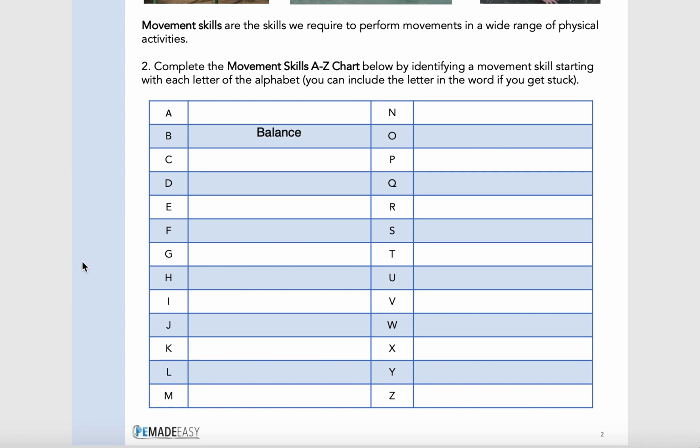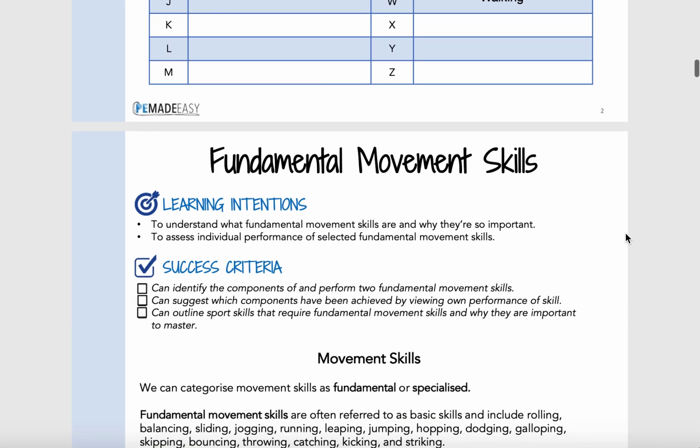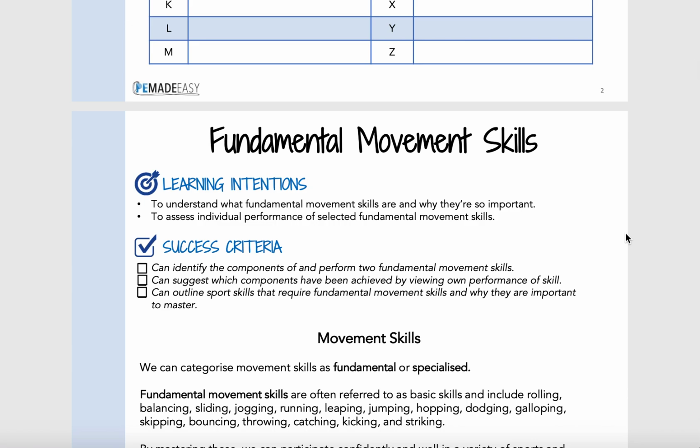Now, something that happens in nearly all sports might be something like walking. This is just a movement skill that's generalized to all. Now, if you can't get a skill to start with that letter that corresponds, but it includes that letter, go for it. But try and fill all of these in. Once you finish that, it shouldn't take you the full 75 minutes.